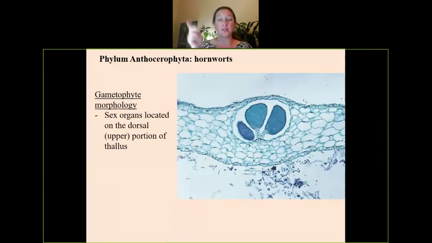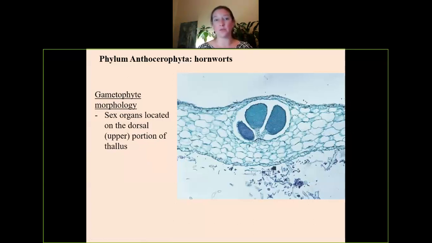So just like the liverworts, the hornwort sex organs are located on the dorsal, so the top side of the flat gametophyte plant. Remember, dorsal fin, like a shark. So the sex organs are located on the dorsal portion, or the upper portion, of the flat part.